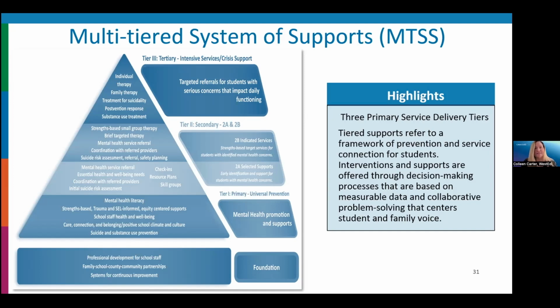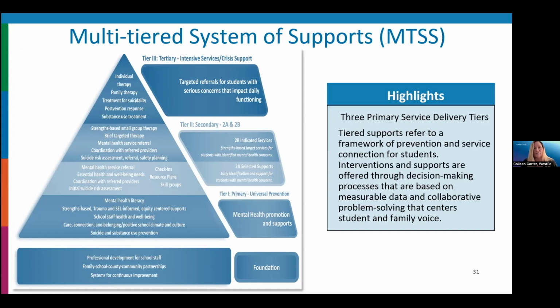The bottom tier is tier one. This is your primary prevention, your universal strategies to help promote all students' mental health. And then you have your secondary prevention, tier two, which is more targeted therapies. This includes things such as initial risk assessments, check-ins, resource planning, strength-based small group therapy, and also coordination with referred providers. The third tier is your intensive services, your crisis support.